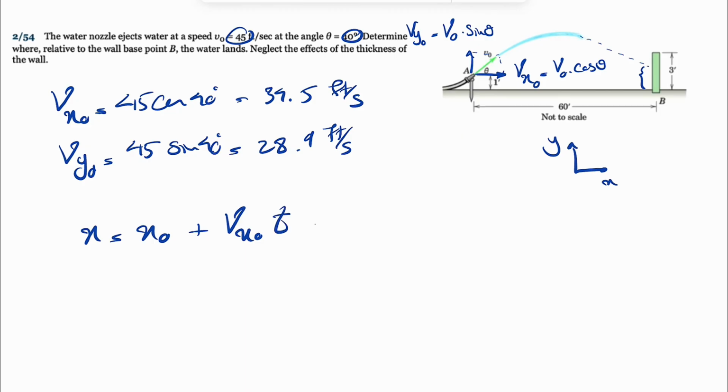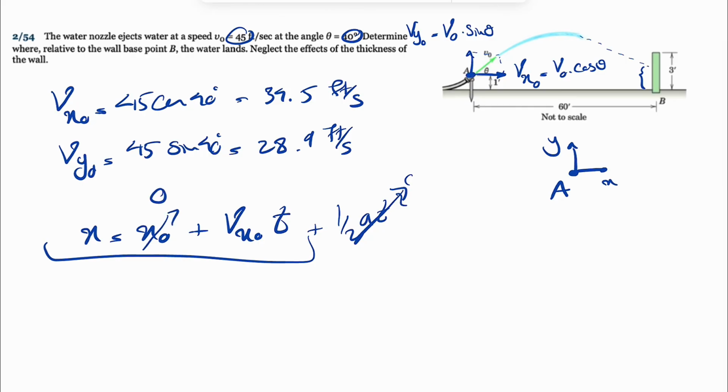For the horizontal motion, x equals x0 plus vx0 t, and because there is no acceleration, the term with 1/2 a t squared is 0. Our origin is at point A, so x0 is 0, and moving from point A to B we have 60 feet, with vx0 being 34.5, so 60 equals 34.5 t. This gives us the time when the water reaches the wall.